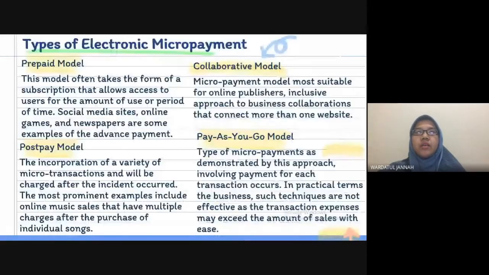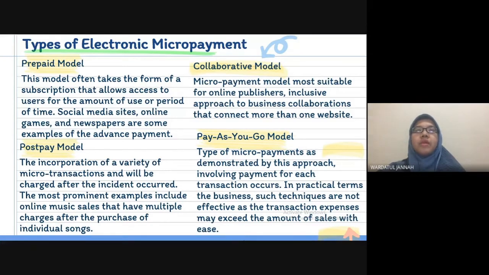Okay, satu prepaid model. Prepaid model is the model often take the form of the subscription that allow access to users for the amount of use or period of the time. Contohnya media sosial site, online game and newspaper are some example of advance payments.